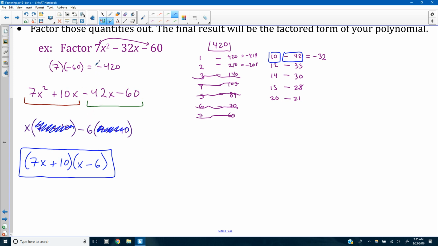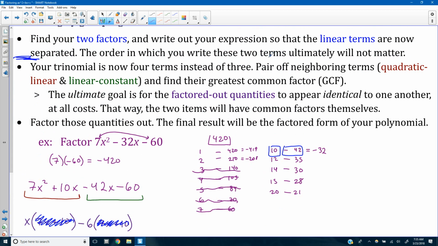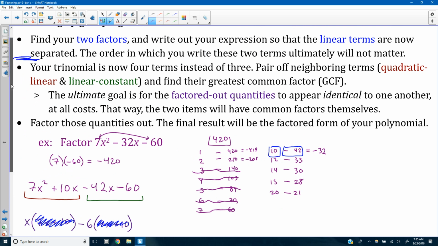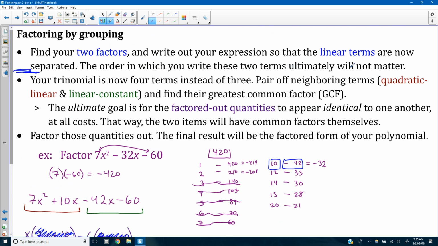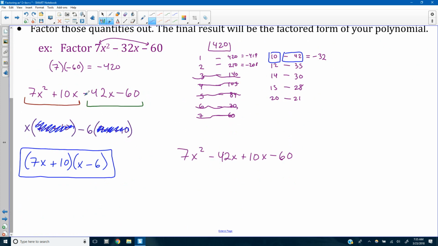It all worked out. Now, I just did that writing the 10x minus 42x. What if instead I wrote this as minus 42x plus 10x, and then minus 60? Whoops, that's a 4x. What if I wrote minus 42x plus 10x instead? Now, you can see, first of all, the order will not matter when we do this. The order in which you write these two terms ultimately will not matter. So whether I write the 10x first and the negative 42x second, or the negative 42x first and the 10x second, it won't matter.